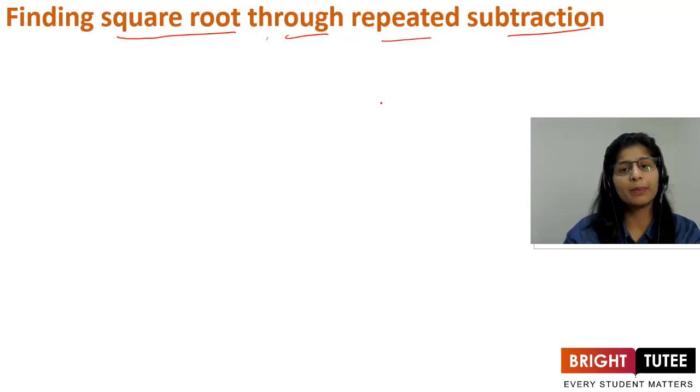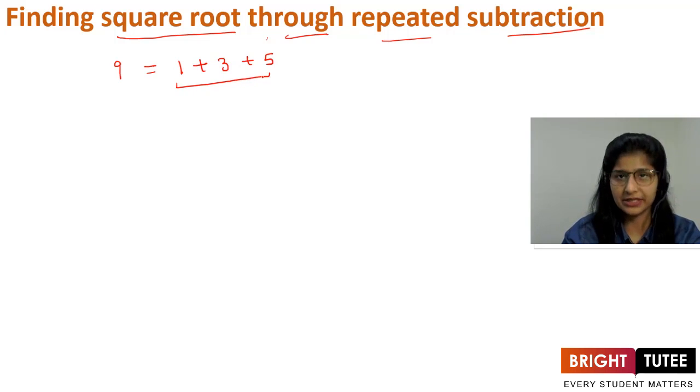Now you know repeated addition, which we did. Suppose we had to express any number, let it be 9. We can express it because it is a perfect square. We can express it as 1 plus 3 plus 5. We have expressed it as the sum of 3 odd numbers, right? Also from 9, first we'll subtract 1, we get 8.